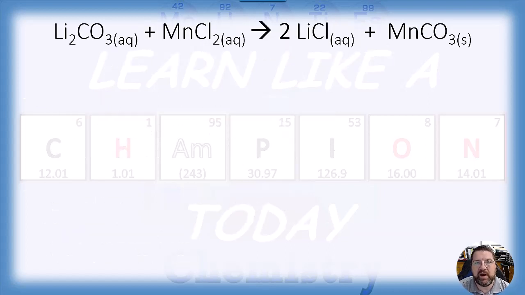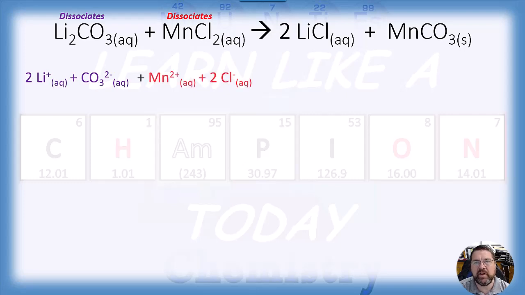So if we take a look at this example, lithium carbonate plus manganese(II) chloride yielding 2 lithium chloride plus manganese(II) carbonate. As we look across at these formulas, we can use those states as a clue. The first one we see, lithium carbonate, says aqueous. And lithium is an alkali metal, so we know that's definitely going to be water soluble, so that formula will dissociate. Manganese(II) chloride, again, is written as aqueous. Manganese is not an alkali metal, but chlorides, for the most part, are soluble. There are some exceptions, but manganese is not one of them. So it, too, will be written in dissociated form.